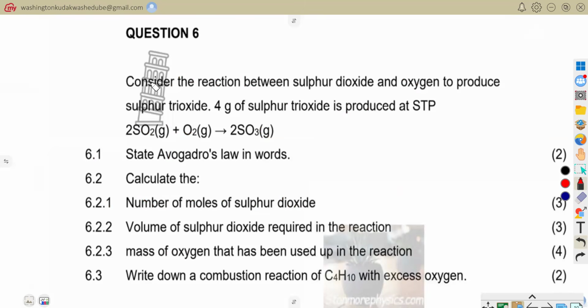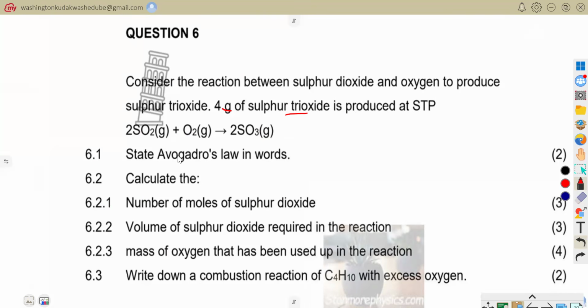The question is saying, consider the reaction between sulfur dioxide and oxygen to produce sulfur trioxide. 4 grams of sulfur trioxide is produced at STP. Now they're saying this is the equation, and then they say state Avogadro's law in words. What does Avogadro's law in words say?